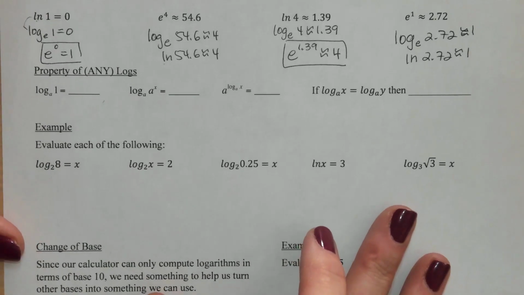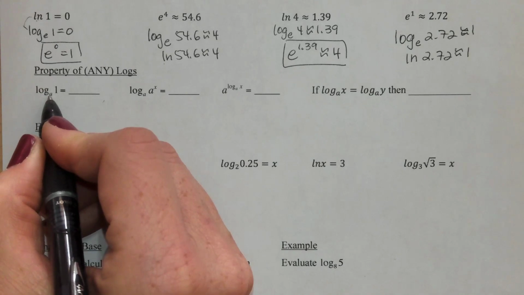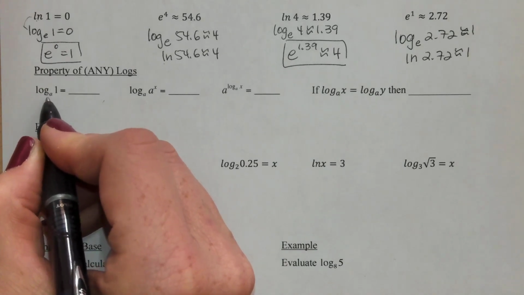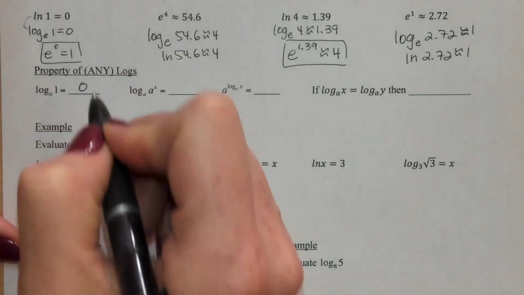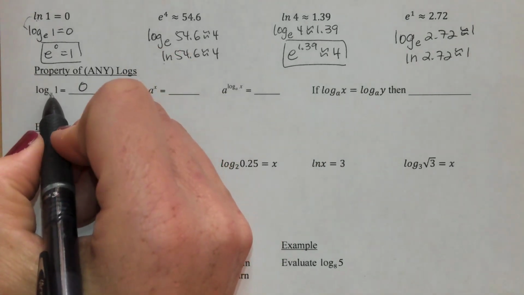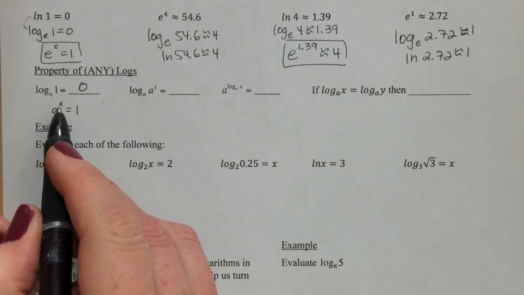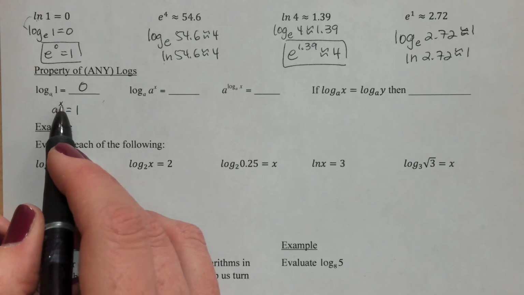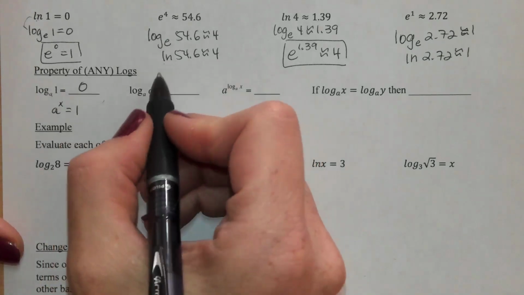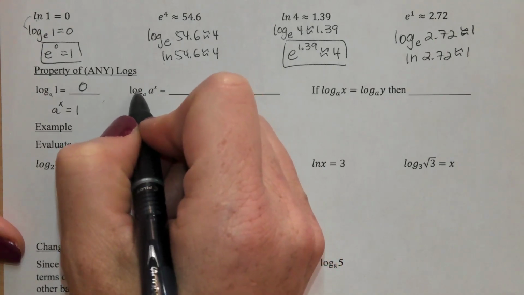There are a couple properties of logs we need to talk about. Anytime you are doing the log, and it does not matter which base it is, 8, e, 10, 47, if you're trying to log 1, that answer will always be 0. It's almost like saying a to the what power will be a 1, and any number, when you raise it to an exponent, the only way to get a 1 is to put a 0 there. So that's 0.